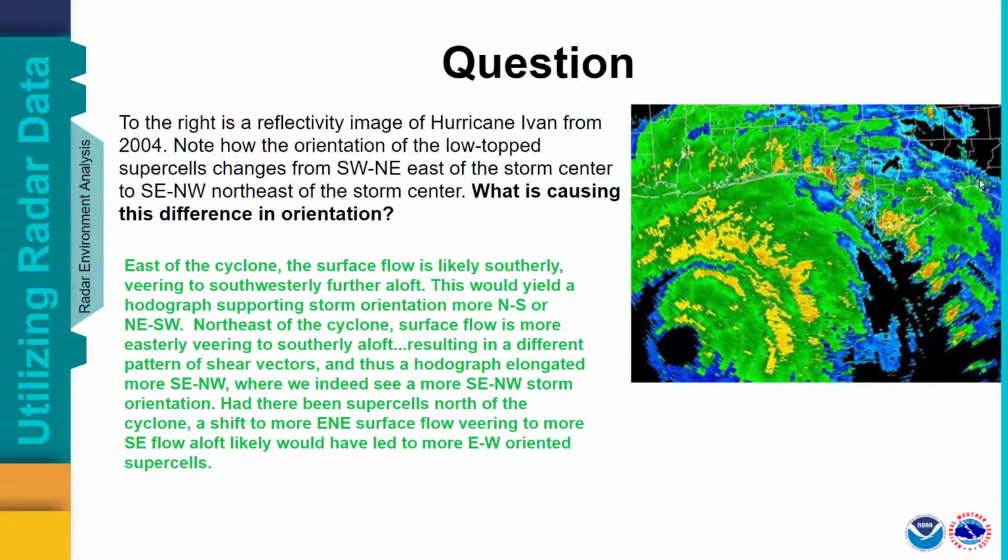Well, east of the cyclone, the surface flow is likely southerly, veering to southwesterly flow aloft. This would yield a hodograph supporting storm orientation more north to south or northeast to southwest. Northeast of the cyclone, surface flow is likely more easterly, veering to southerly aloft, resulting in a different pattern of shear vectors, and thus a hodograph elongated more southeast to northwest, where we indeed see more southeast to northwest storm orientation. Had there been supercells north of the cyclone, a shift to more east-northeast surface flow veering to more southeast aloft likely would have led to more east-to-west oriented supercells.